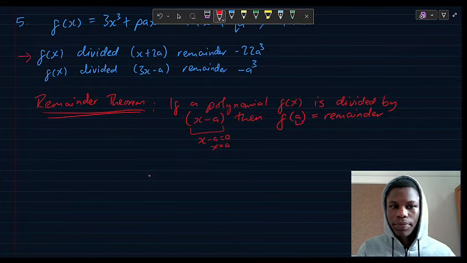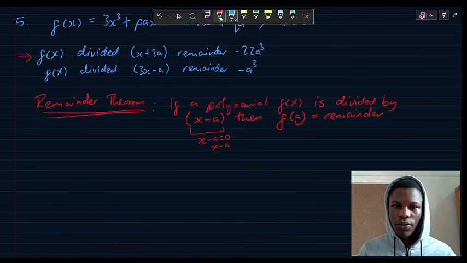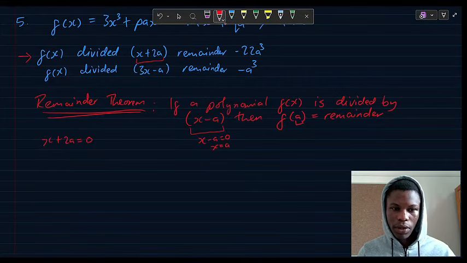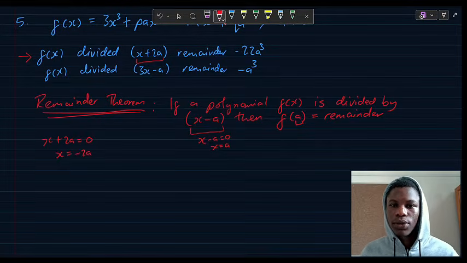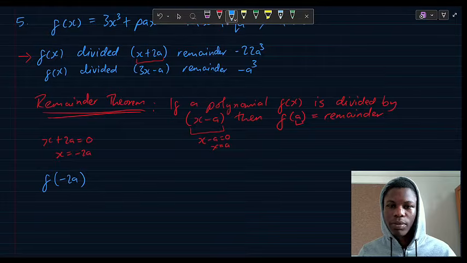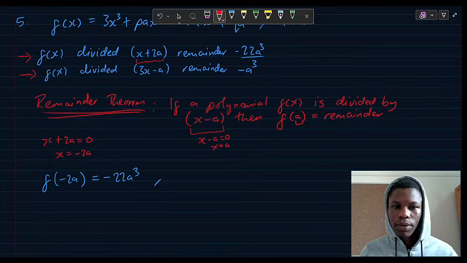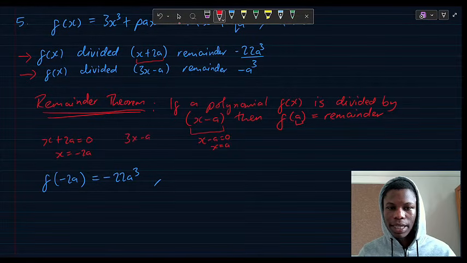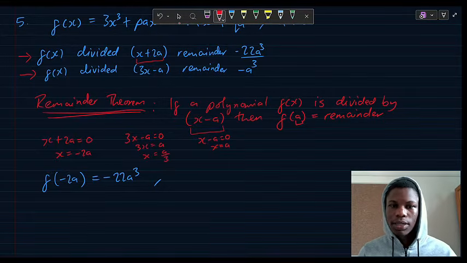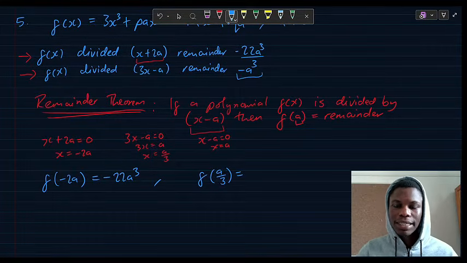If we apply that here, we're told that f of x is divided by x plus 2a, and the remainder is negative 22a cubed. So first we need to figure out what makes this bracket 0. We can do that by doing x plus 2a is equal to 0, so x has to be negative 2a. So by this theorem, f of negative 2a has to be equal to the remainder, negative 22a cubed. And we can apply that to the second line as well. 3x minus a is 0, so 3x is equal to a, and x is equal to a over 3. So f of a over 3 has to be equal to the remainder, which is negative a cubed.